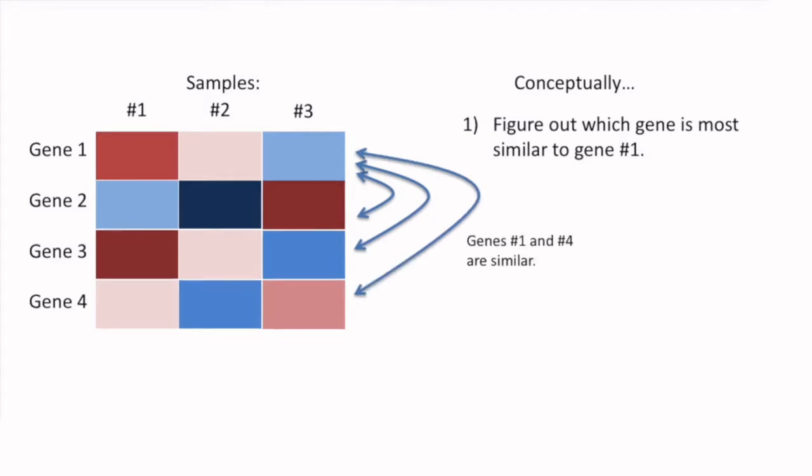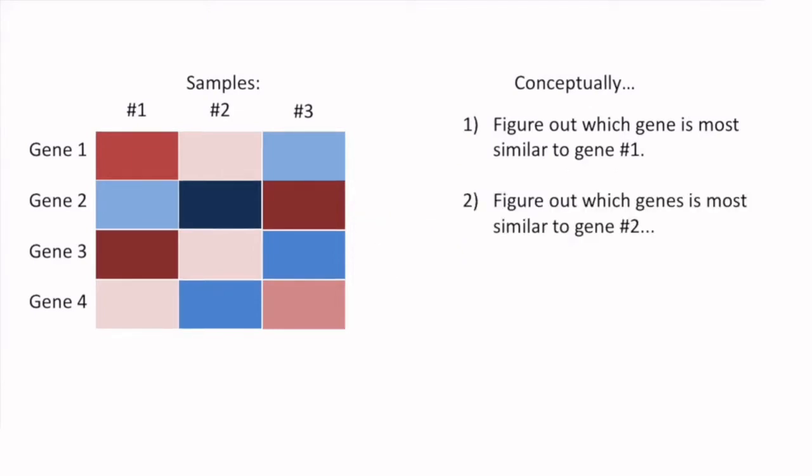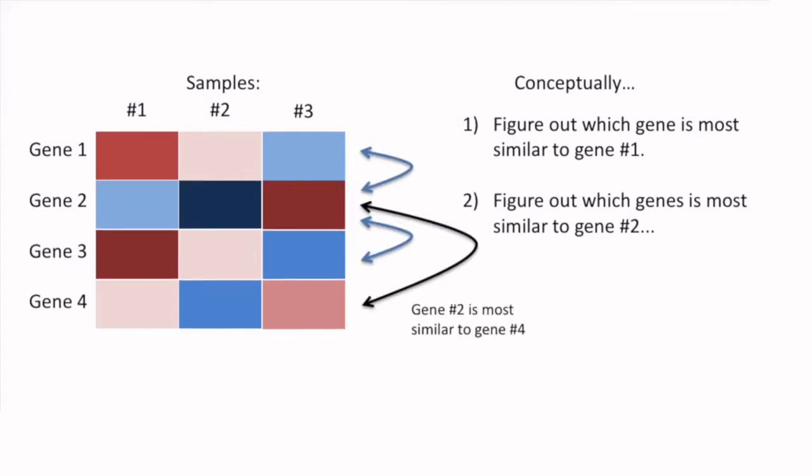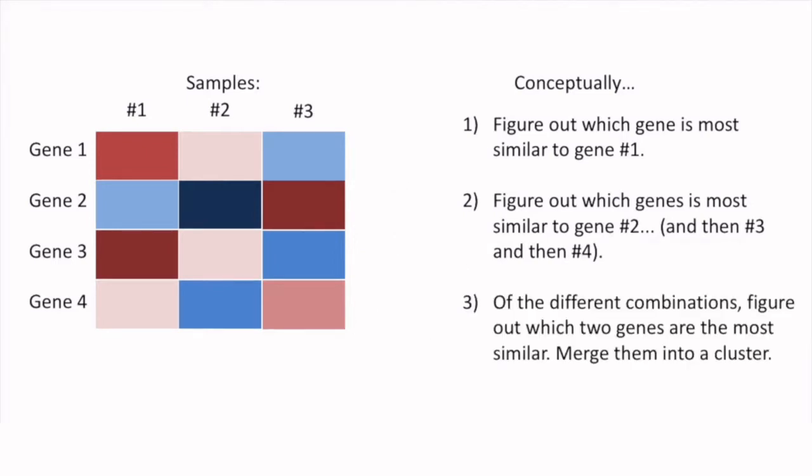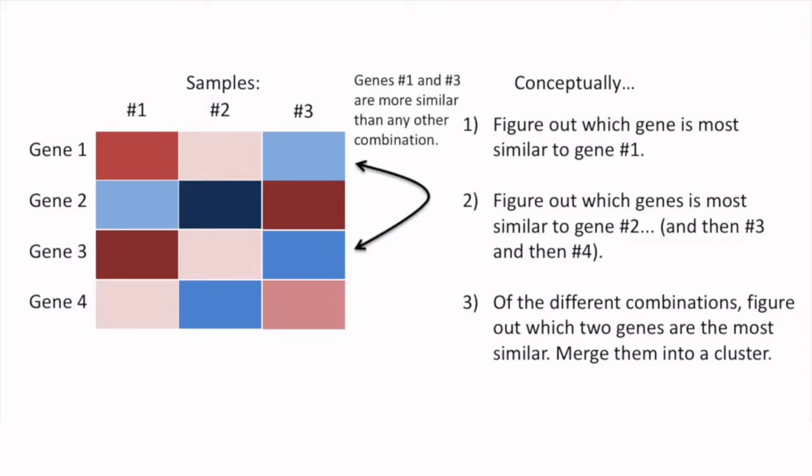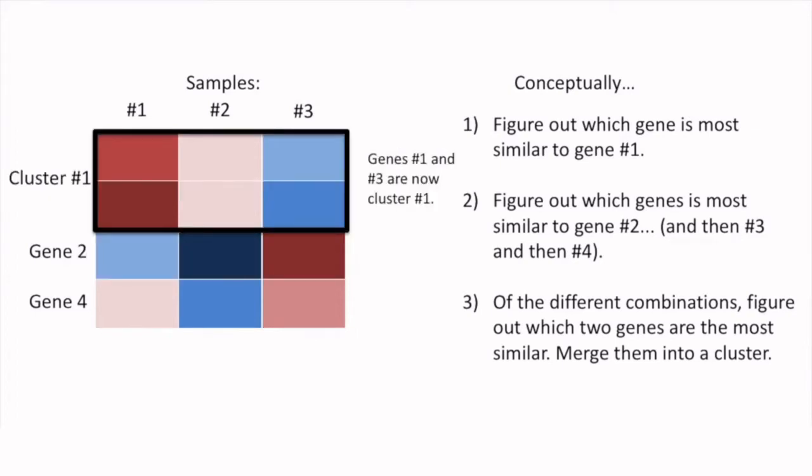Gene 1 and 4 are also similar. However, gene number 1 is more similar to gene number 3. Now, second step is to figure out what gene is most similar to gene number 2. Gene number 2 is most similar to gene number 4. And then we do the same thing for gene number 3 and then gene number 4 as well. Step number 3, we look at the different combinations and figure out which 2 genes are the most similar ones. We then merge them into a cluster. In this case genes number 1 and 3 are more similar than any other combination of genes. So genes 1 and 3 are now cluster number 1.